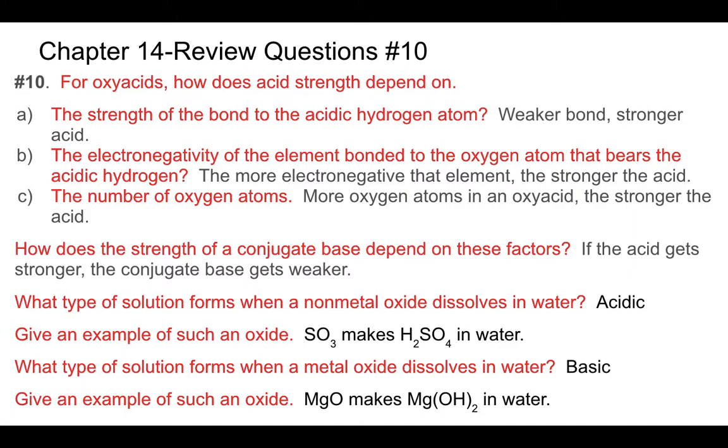If your acid is stronger, your conjugate base will be weaker. So perchloric is a strong acid. Perchlorate is an extremely weak conjugate base and typically considered to be neutral. What type of solution forms when a non-metal oxide dissolves in water? A non-metal oxide is going to be acidic. An example would be an oxide such as sulfur trioxide, which makes sulfuric acid in water. What type of solution do you get with a metal oxide? Basic, such as magnesium oxide in water, making magnesium hydroxide, a base.